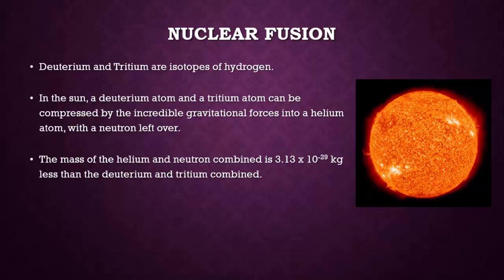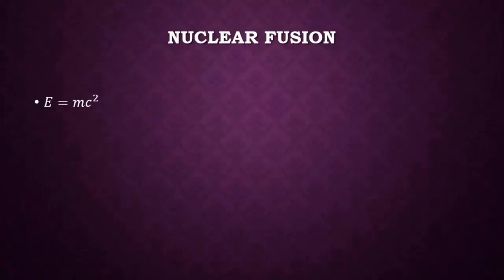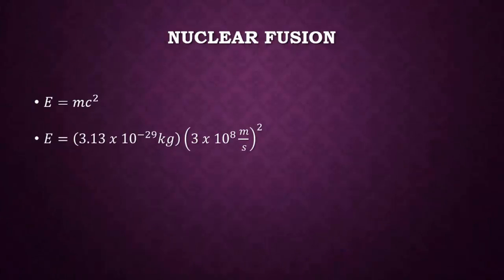How can we put two things together and end up with less mass? Well, this "missing mass" is released as energy. Let's calculate how much. If we plug in a mass of 3.13 times 10 to the negative 29 kilograms and multiply it by the speed of light in a vacuum squared, we get an energy of 2.8 times 10 to the negative 12 joules.